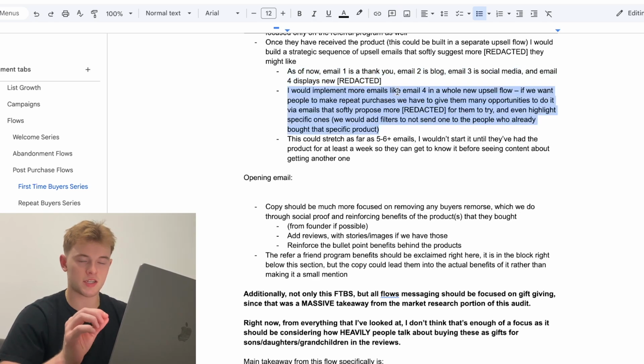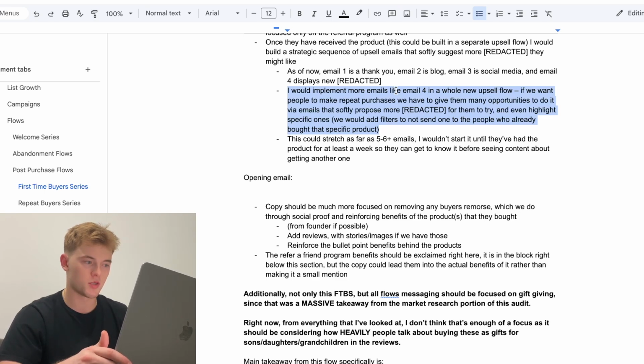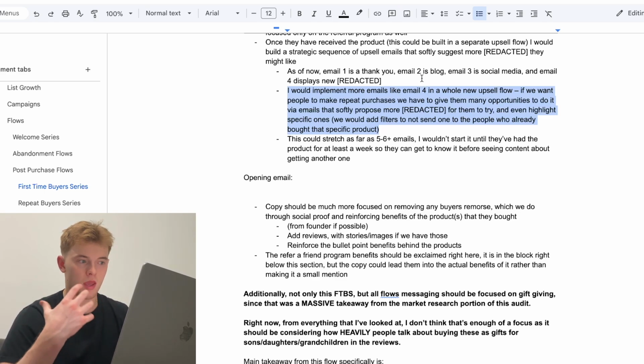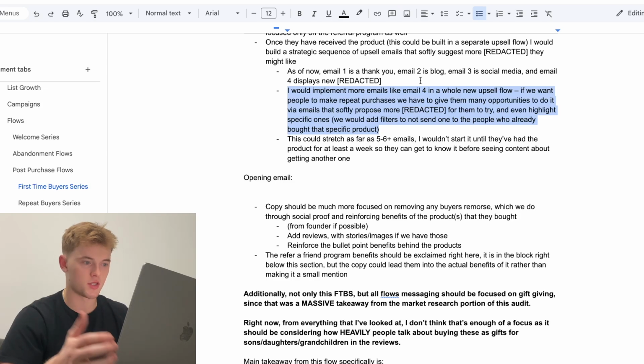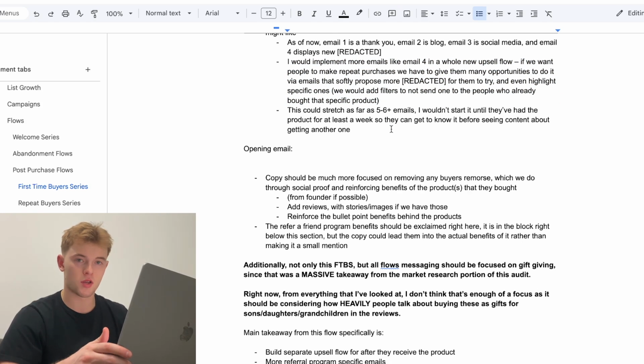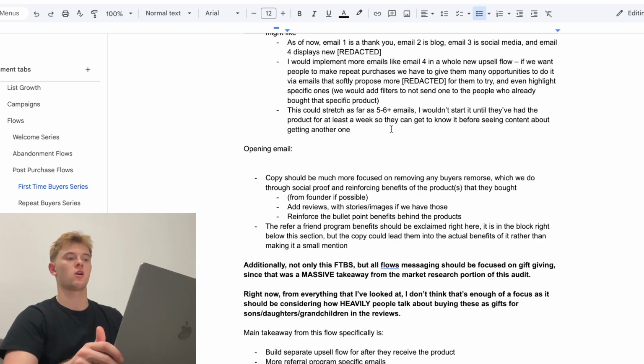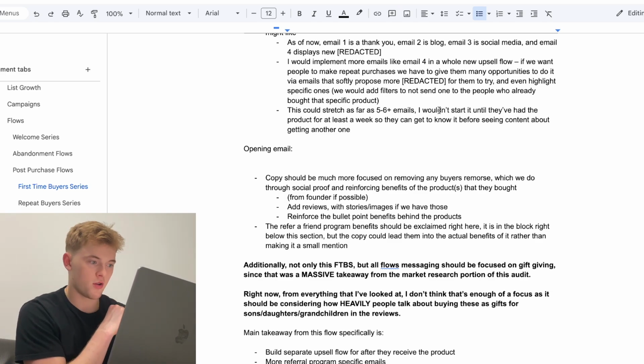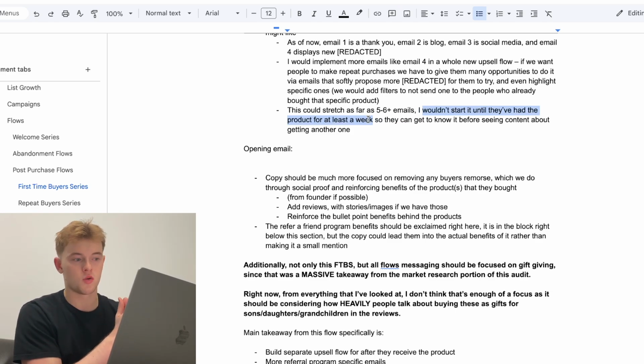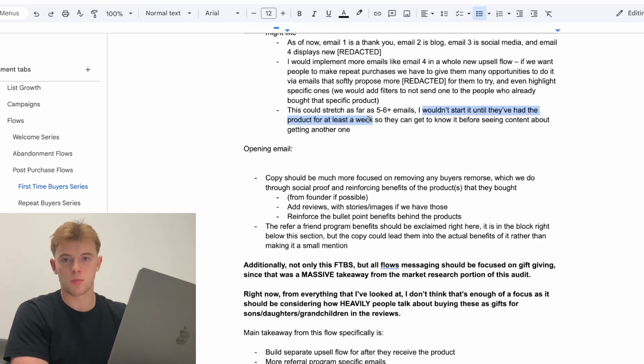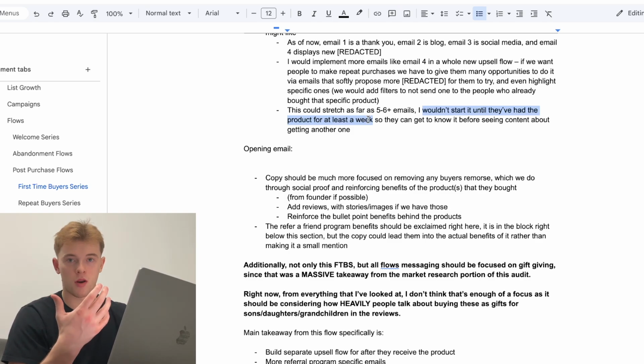And then their last email was a little bit more of an upsell, but still not quite what I would want to do. But I was essentially just saying here that we want to incorporate more emails like that across the entire flow. Now, that upsell flow could be 5 to 6 emails long, but a really important caveat here is that I wouldn't start it until they've had the product for at least a week. You do not want to be hard selling people again when they just bought and they're either still waiting on their product or they just got it.